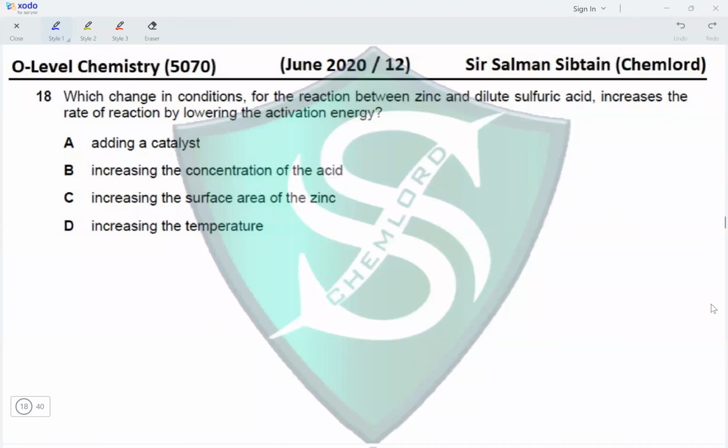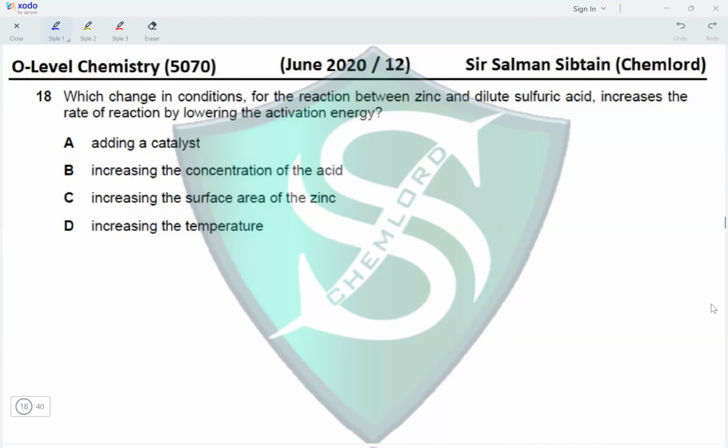Question 18. Which change in conditions for the reaction between zinc and dilute sulfuric acid increases the rate of reaction by lowering the activation energy? Okay, since the question has mentioned lowering the activation energy, the only way in which activation energy can be lowered is by introduction of a catalyst. No changes in temperature, pressure, or concentration are going to achieve a decrease in the activation energy. It will only be by the use of a catalyst.